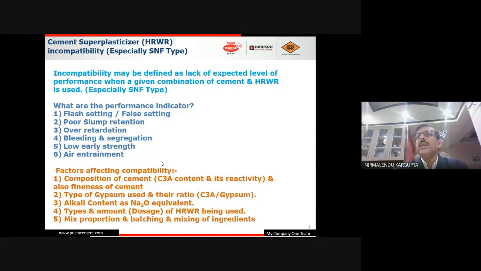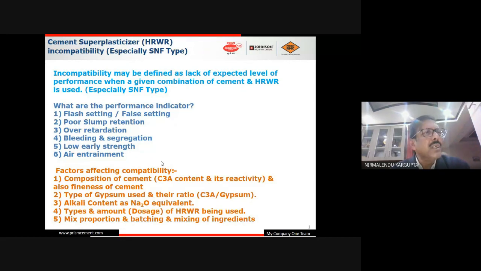You did not want initial bleeding, but still it goes up to 1 hour. Incompatible. You want early strength, you did not get early strength. Incompatible. You want good yield, so you are not getting it. Your concrete is becoming over yield. Incompatible. Some air entrainment is there in admixture. Incompatible. This is called incompatibility.